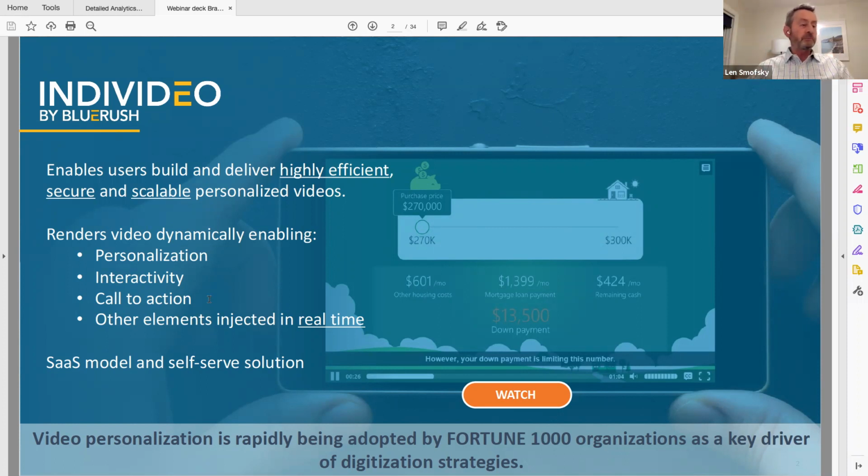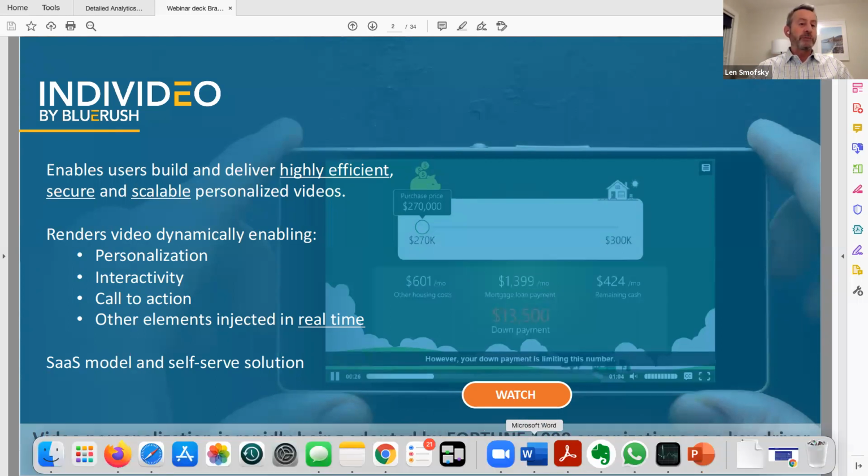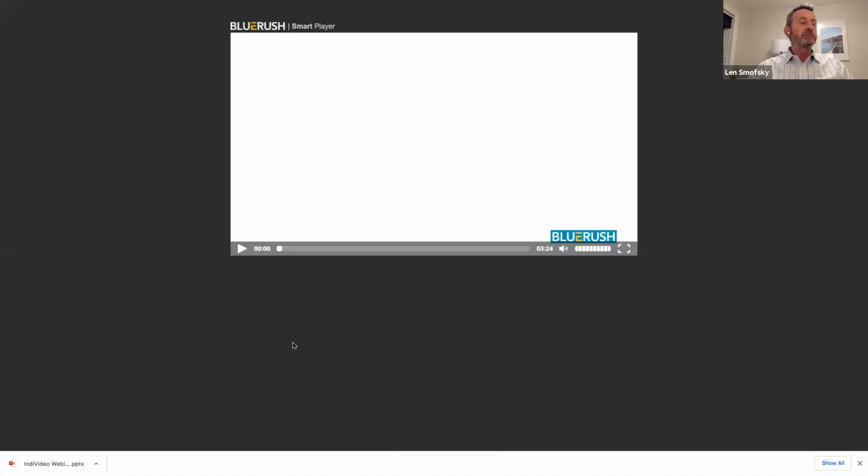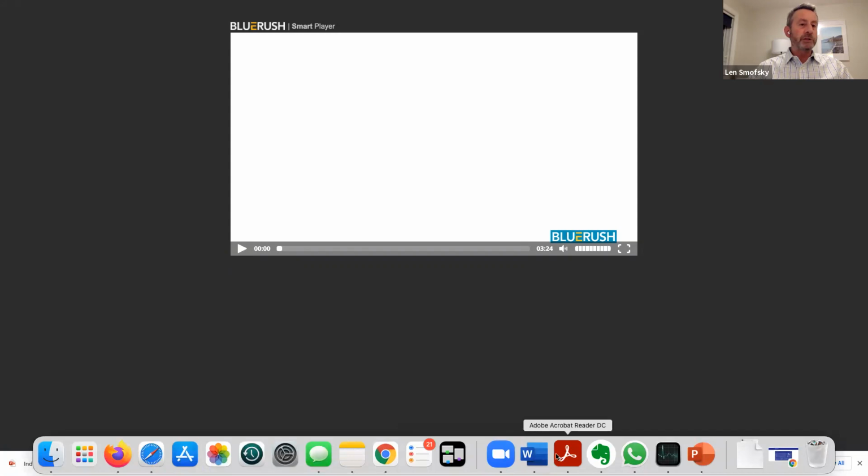And all of this is a full SaaS model. In other words, this technology is able to be used by our partners and by companies who have video resources, and they're able to make these videos themselves. So without going too much further, I think what I'll do is show a personalized video, and hopefully my audio is working. I'm going to stop share for a sec, make sure that the audio comes across okay.